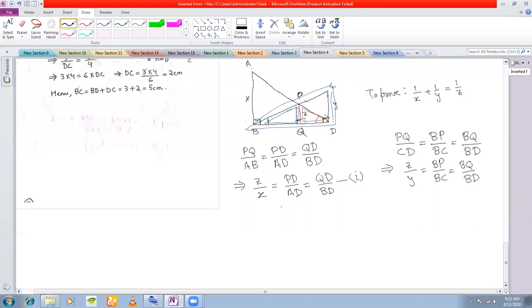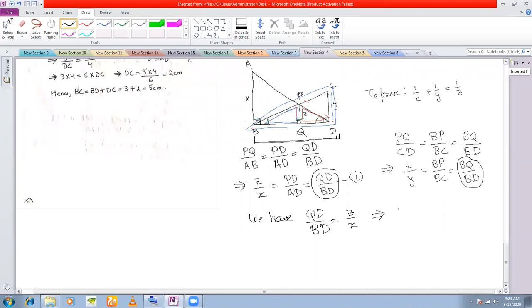Now see, what you are getting here is QD by BD. QD and BD are all related to this side. And what are you getting here? BQ by BD. BQ by BD is also related to this side. So you can start with either of the two. Let us start from this one, QD by BD, which is equal to Z by X.